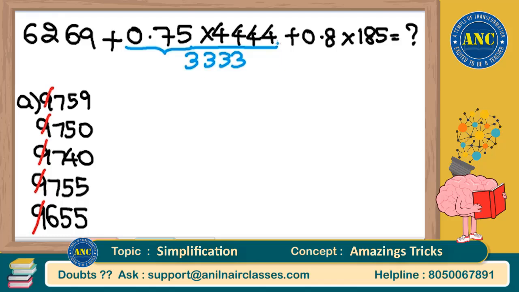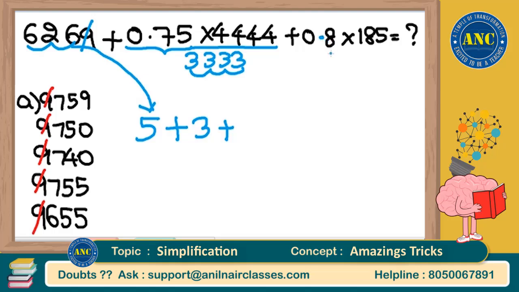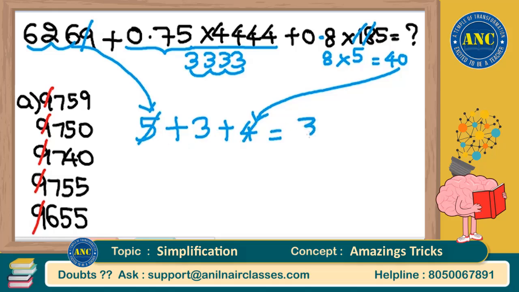Now, if I simplify further, can I say that this 9 will cancel? 6 plus 2, 8, 8 plus 6, 14. 14 digital sum is 5, right? 3333 is 12. 12 digital sum is 3. Next, 8 into 0.8 digital sum is 8. 1 plus 8, 9 cancels into 5. 8 into 5 is 40. 40 digital sum is 4. That means 5 plus 4 is 9, cancelled. Digital sum should be 3, right?